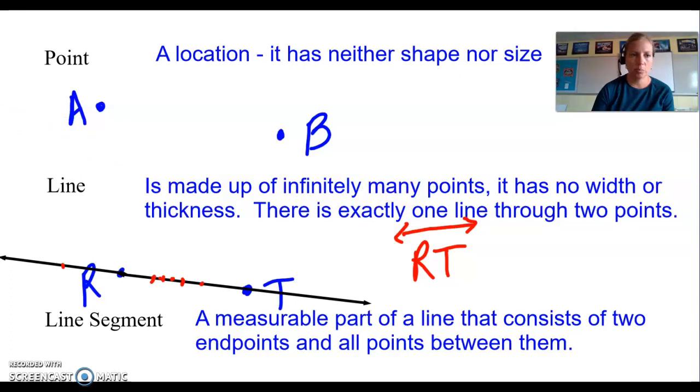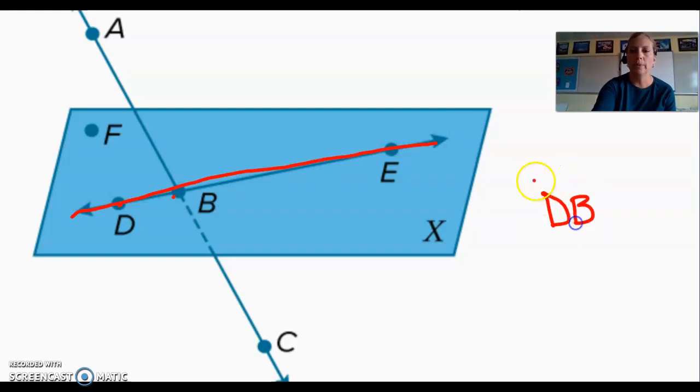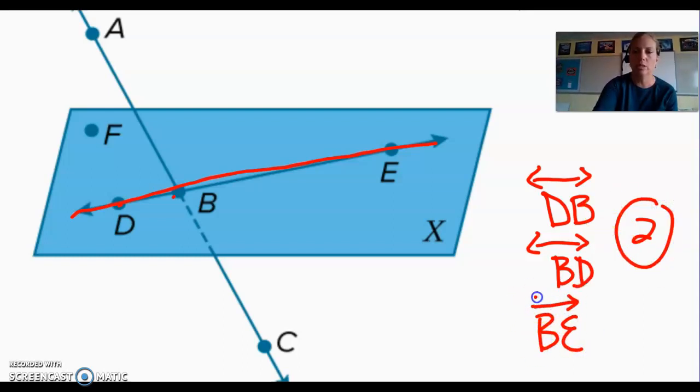Let's look back at this example here. All right, so if I was going to name this line right here, there's a couple different ways that I could name it. I could call it line DB, or I could call it line BD. It doesn't matter the order of the letters. Okay. I would not call it line D, B, and E. Like I wouldn't put all 3. You only name lines with 2, right? So 2 letters. I could call it BE though. Right? So BE, or I could call it DE. So all of those would be names for the same line.